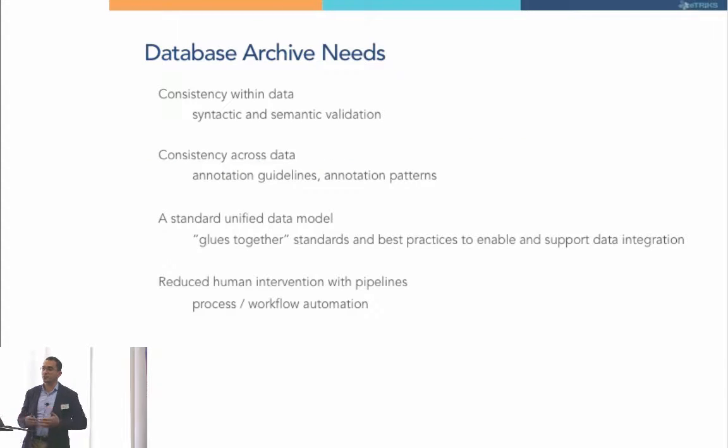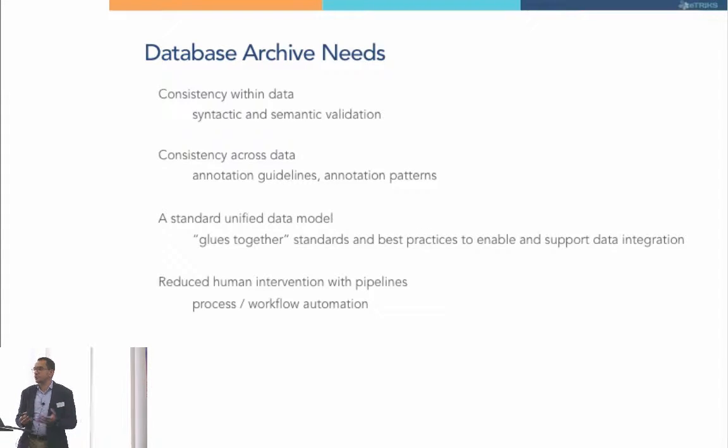So we started looking at what a data archive needs in that case. It needs consistency within the data. It needs consistency across the data, so the annotation, the guidelines, and the annotation patterns should be consistent across. And it needs a standardly defined data model. I mentioned briefly on the previous slide that the data model of tranSMART was the i2b2 based one, which is a very flexible data warehouse.